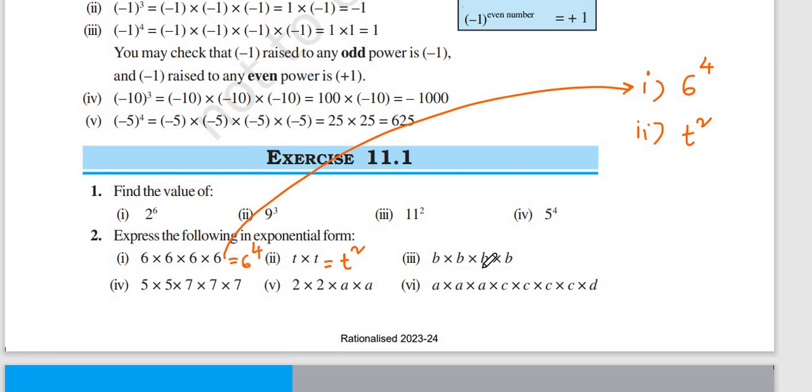B multiplied by B multiplied by B multiplied by B, that is equal to B to the power of 4. Here 5 multiplied by 5 multiplied by 7 multiplied by 7 multiplied by 7. This answer is 5 square multiplied by 7 cube. Here 2 square multiplied by a square, this answer. So here look at here, a multiplied by a multiplied by a, that is equal to a cube. C multiplied by C multiplied by C multiplied by C, that is equal to C to the power of 4 multiplied by D.